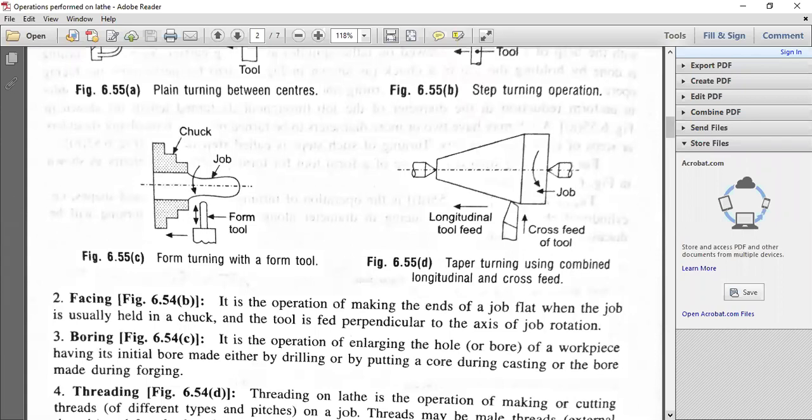Now the boring operation, shown in the diagram previously in the figure. It is the operation of enlarging the hole. Already you have drilled a hole with the help of the drilling tool, but you have to enlarge the hole from 20 mm to 25 mm. So that is enlarging the hole.